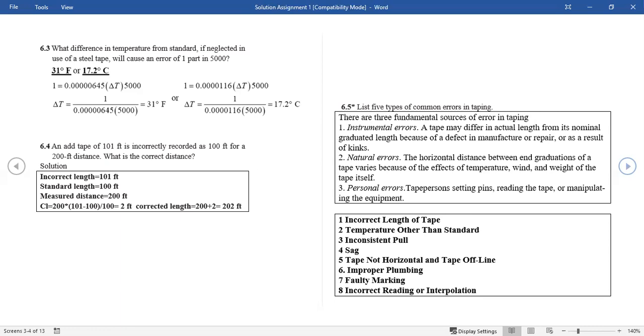So basically, if you are asked to list 5 types of common errors, you can say it is because of the incorrect length, the temperature other than standard, inconsistent pull, sag, tape not horizontal, improper plumbing, faulty marking, and incorrect reading or interpolation.